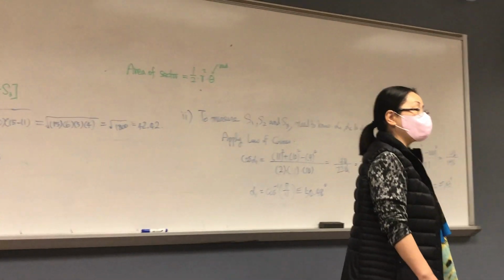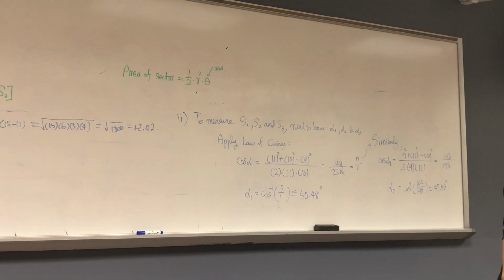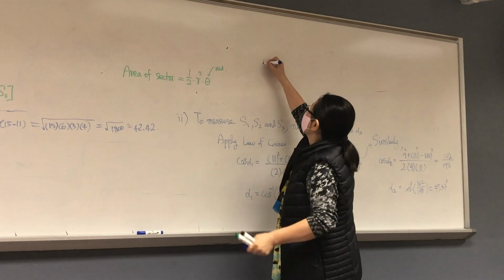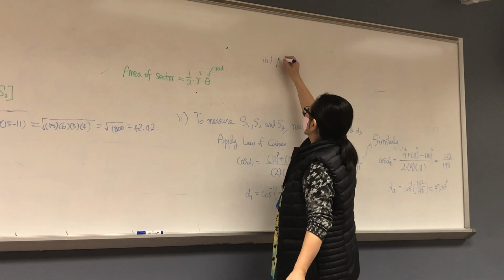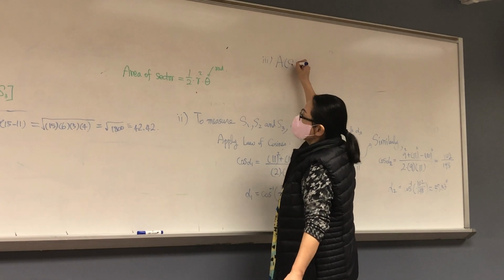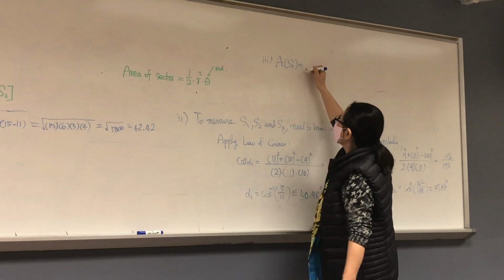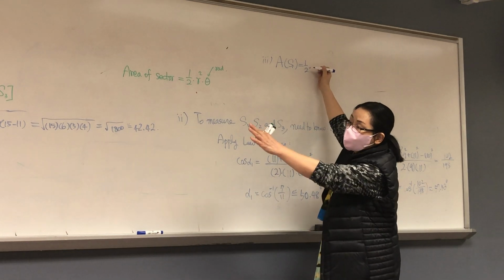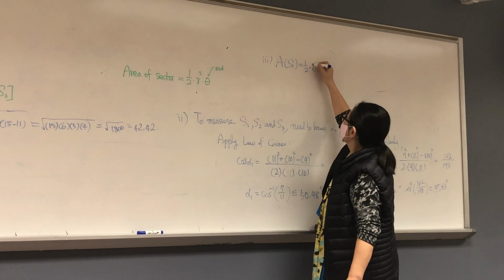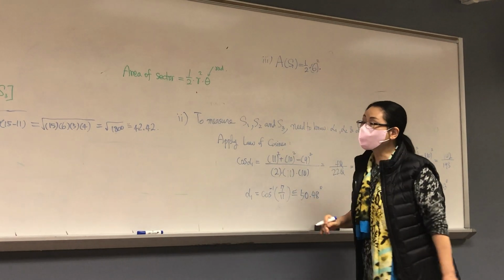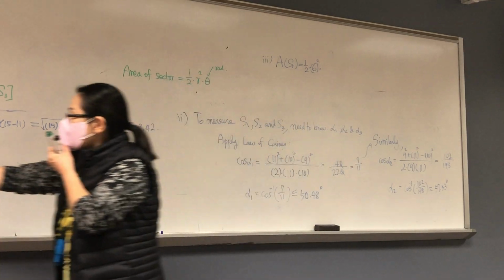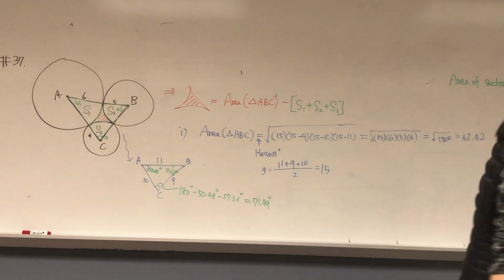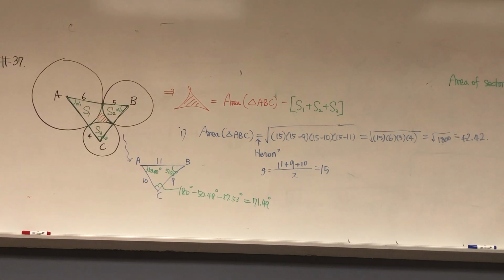Now we need to measure what? Area of sector, yes? Here, how do you measure? So step 3. What is the area of S1? 1/2 times 6 squared times what? 50.48 is in degrees, am I right? So how do you measure the radian?